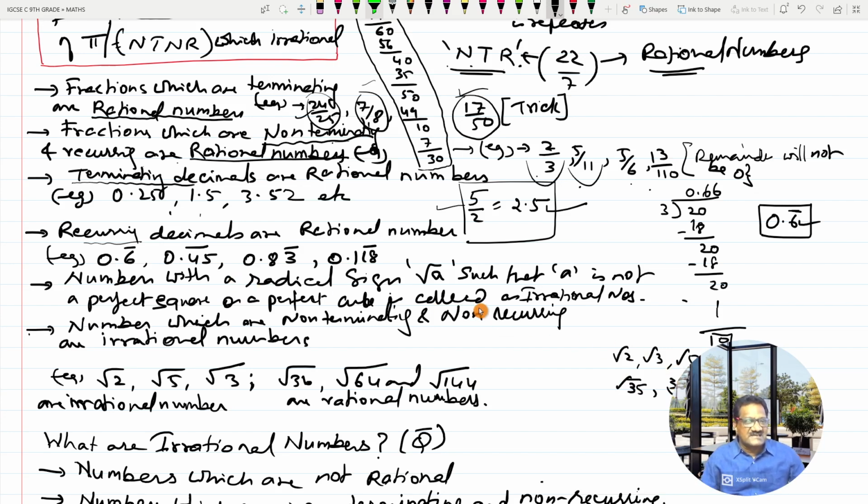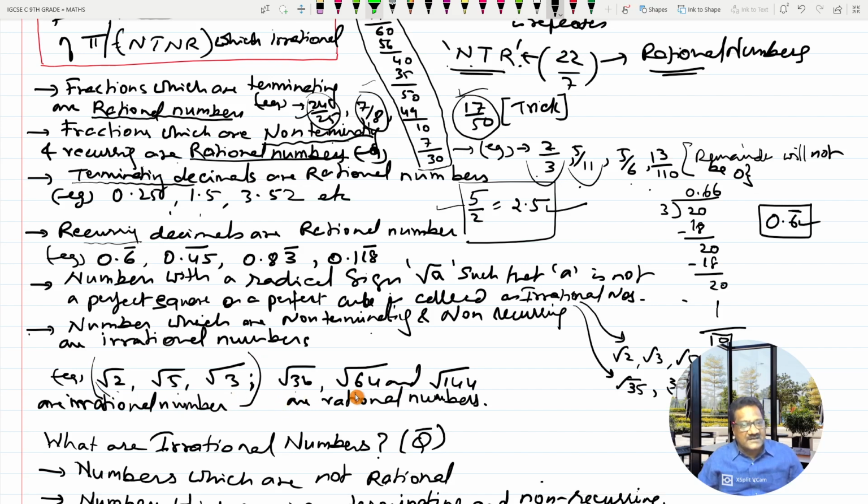So this is the example of irrational numbers. The numbers which are non-terminating and non-recurring are irrational numbers. So root 2, root 5, root 3, if you try to work out the values of these, you will find that they are irrational numbers. You will never ever get a remainder of 0, so it is non-terminating, and you will never get a quotient which is recurring, so it is non-recurring. So these three will be irrational numbers, because you will get a non-terminating, non-recurring number.